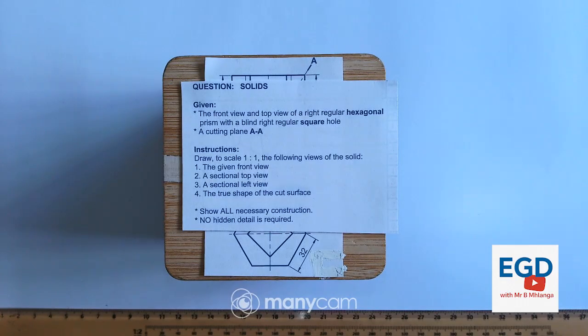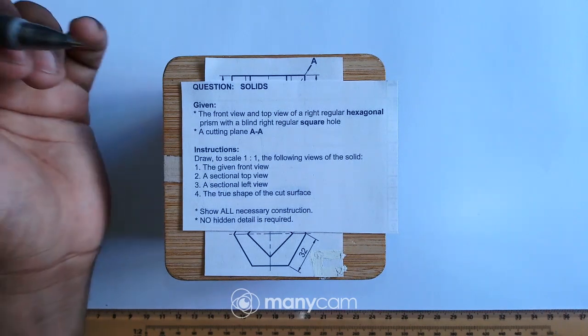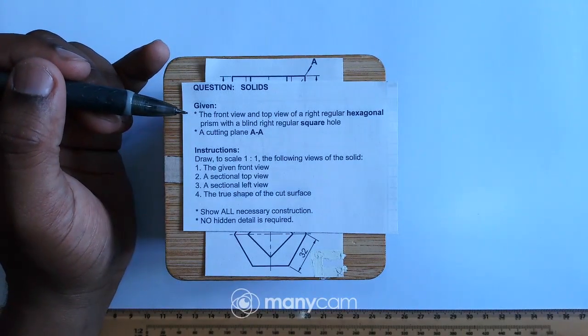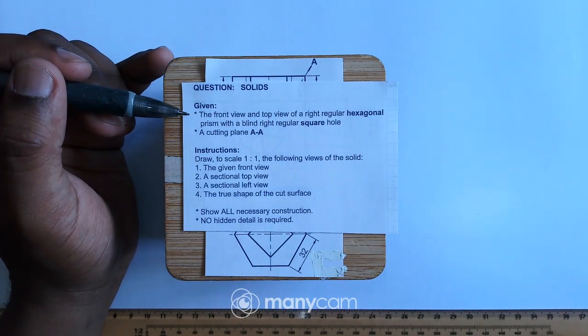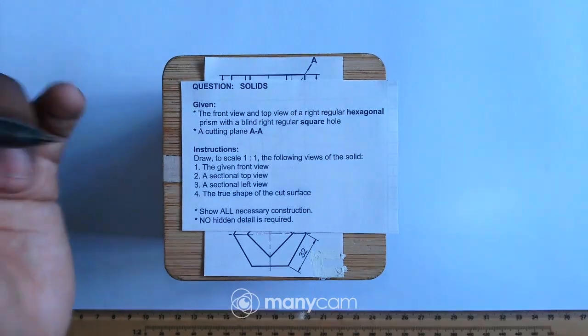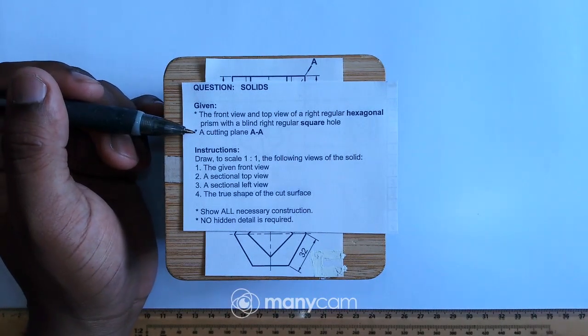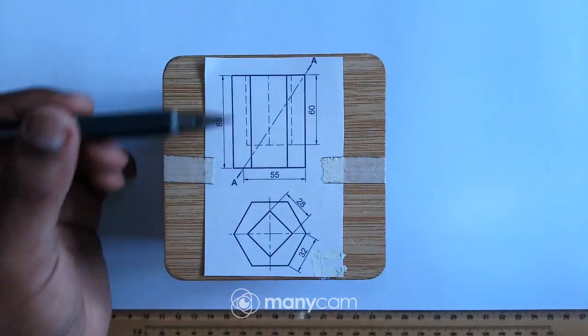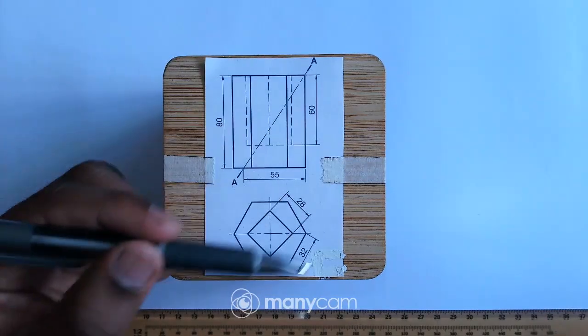Okay, grade 11th. This is page 72 from the JPHD workbook. We are given the front view and the top view of a right regular hexagonal prism with a blind right regular square hole, and we are also given a cutting plane AA. So, these are the two views. This is the front view, this is the top view.